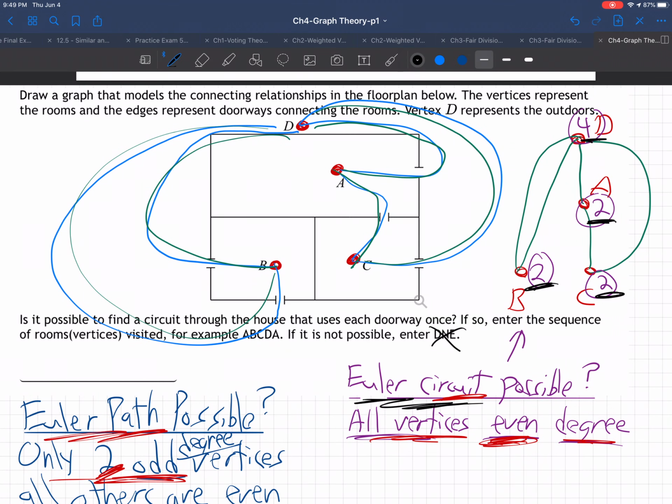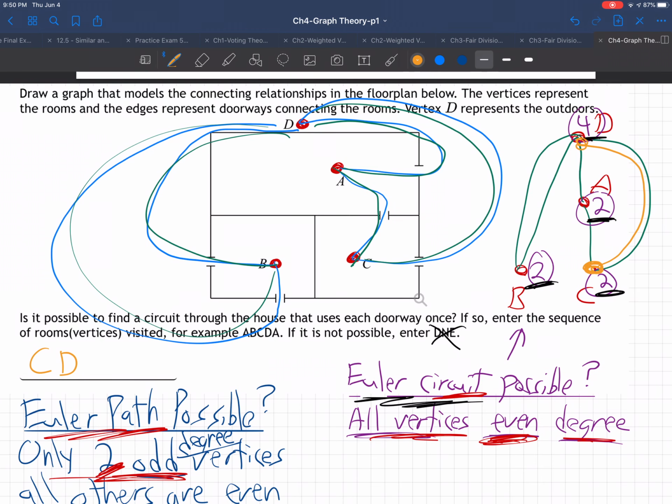Well, basically, start anywhere you want. Let me just start right here at C, for example. And I'll go up here to D, so C to D. And then from D, I'll go down to B. There's other ways you could do this. This is only one way. Back up to D. You got to just take every path.